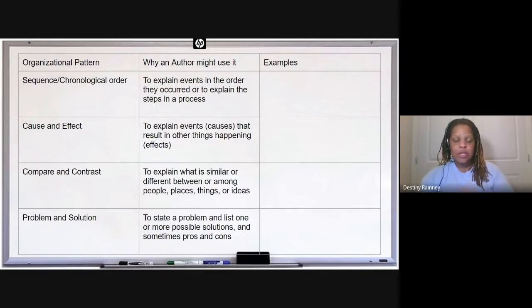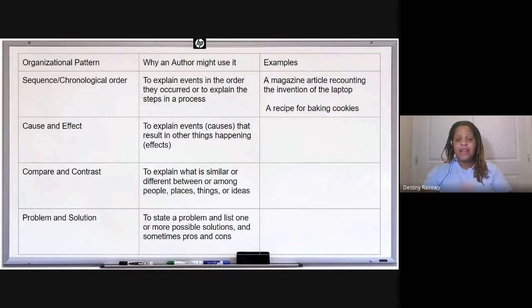Let's go ahead and start with sequence or chronological order. Can you think of an example where you might read a text in which an author uses a sequence or chronological order? Take a minute to write that down now. All right. If you put anything like a recipe for baking cookies, or perhaps a magazine article recounting the invention of something like the laptop, then those would be correct answers.